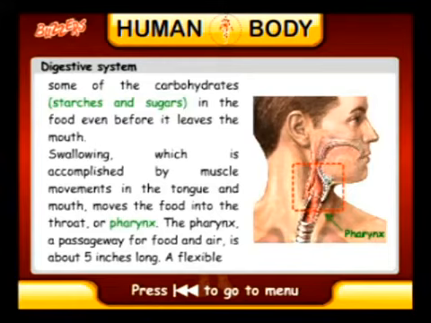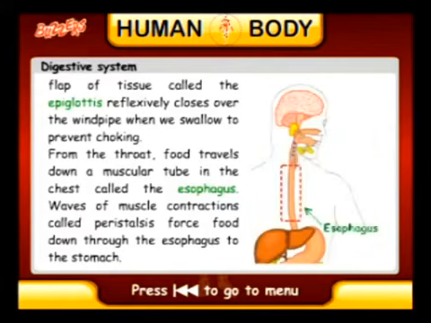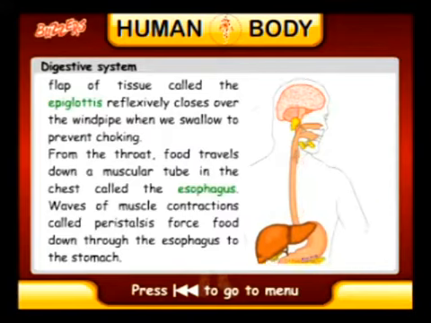The pharynx, a passageway for food and air, is about 5 inches long. A flexible flap of tissue called the epiglottis reflexively closes over the windpipe when we swallow to prevent choking. From the throat, food travels down a muscular tube in the chest called the esophagus. Waves of muscle contractions called peristalsis force food down through the esophagus to the stomach.